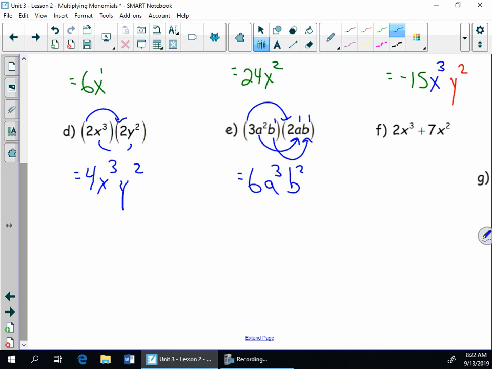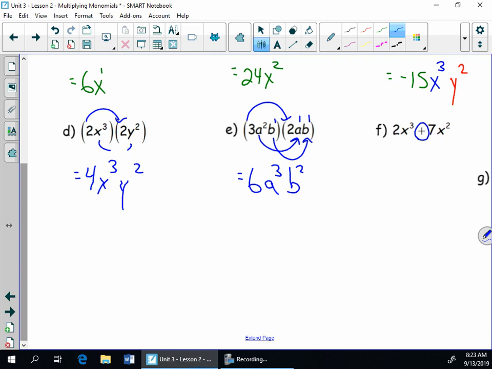The next one, 2x cubed plus 7x squared. Oh, I said that magic word, right? Plus. We know if things are plus, we can't use the rules we've been talking about. Plus goes back to BEDMAS. BEDMAS says brackets, exponents, division, all that fun stuff.